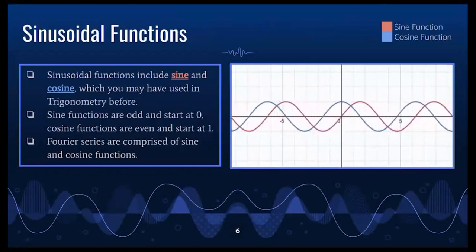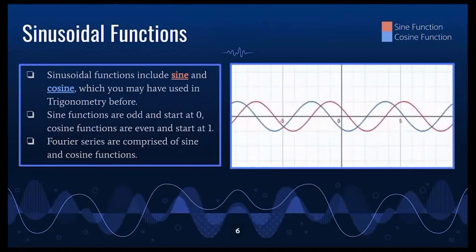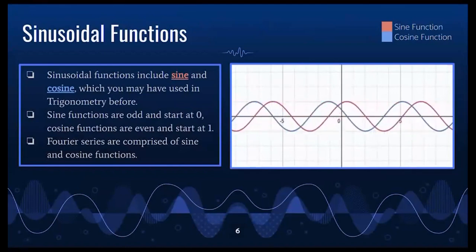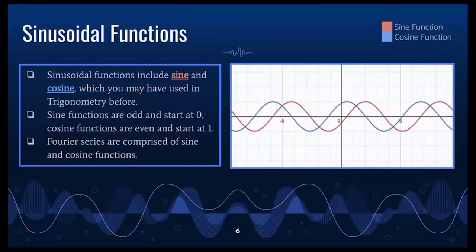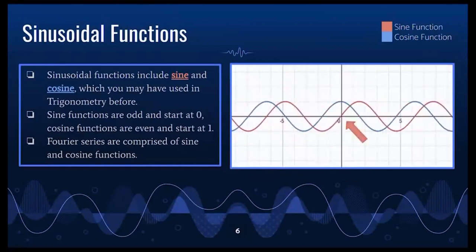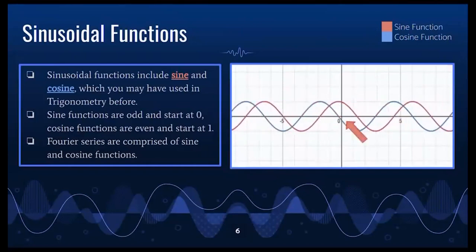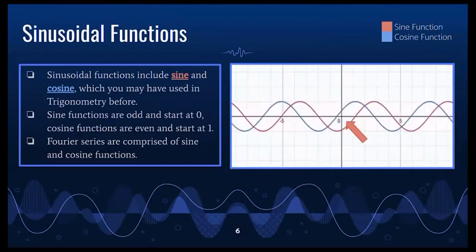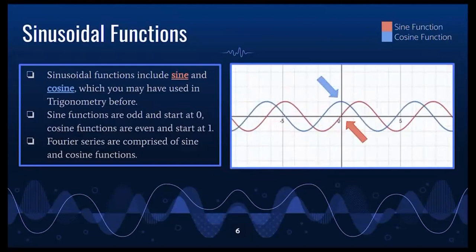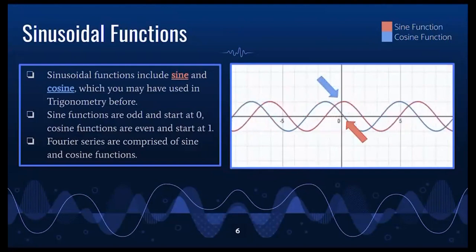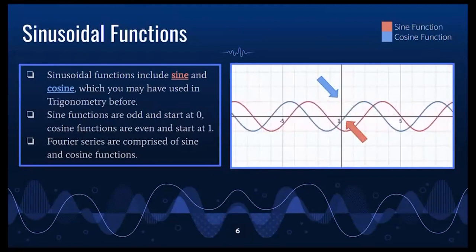These functions are odd and even, but that doesn't really apply to us, so we're not really looking into that. What we're looking at more so is where they pass through the y-axis. So you can see here our red wave with our sine function, and it passes through at y equals 0, and our blue wave passes through up here at y equals 1.